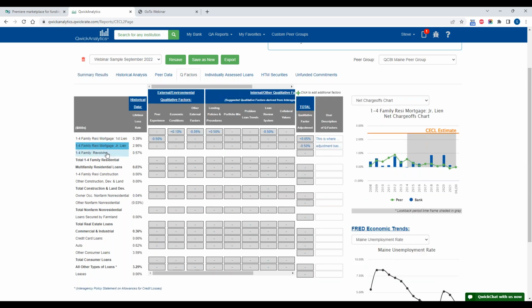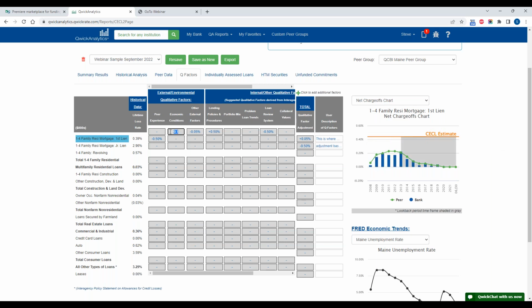Also, you can click through the portfolio, and as you click on a segment of the portfolio, you get a real-time summary chart here on the right, which summarizes all the most important elements of CECL on one chart. If I click on the first lien, I can see my bank's long-term trend in losses. Those are the blue bars. The peer group's long-term trend in losses is the green line. The gray shaded area represents the look-back period that we're using to start estimating CECL. And then the orange line is the current CECL estimate based upon those assumptions.